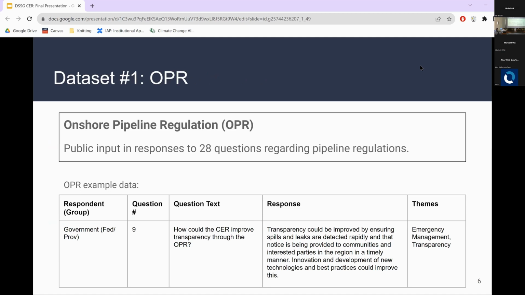And as well, the CER manually labeled some of these entries. So we have the themes that they were labeled with. It's worth noting, as you can see in this example, that this individual entry, even though it's one answer, has 3 themes.